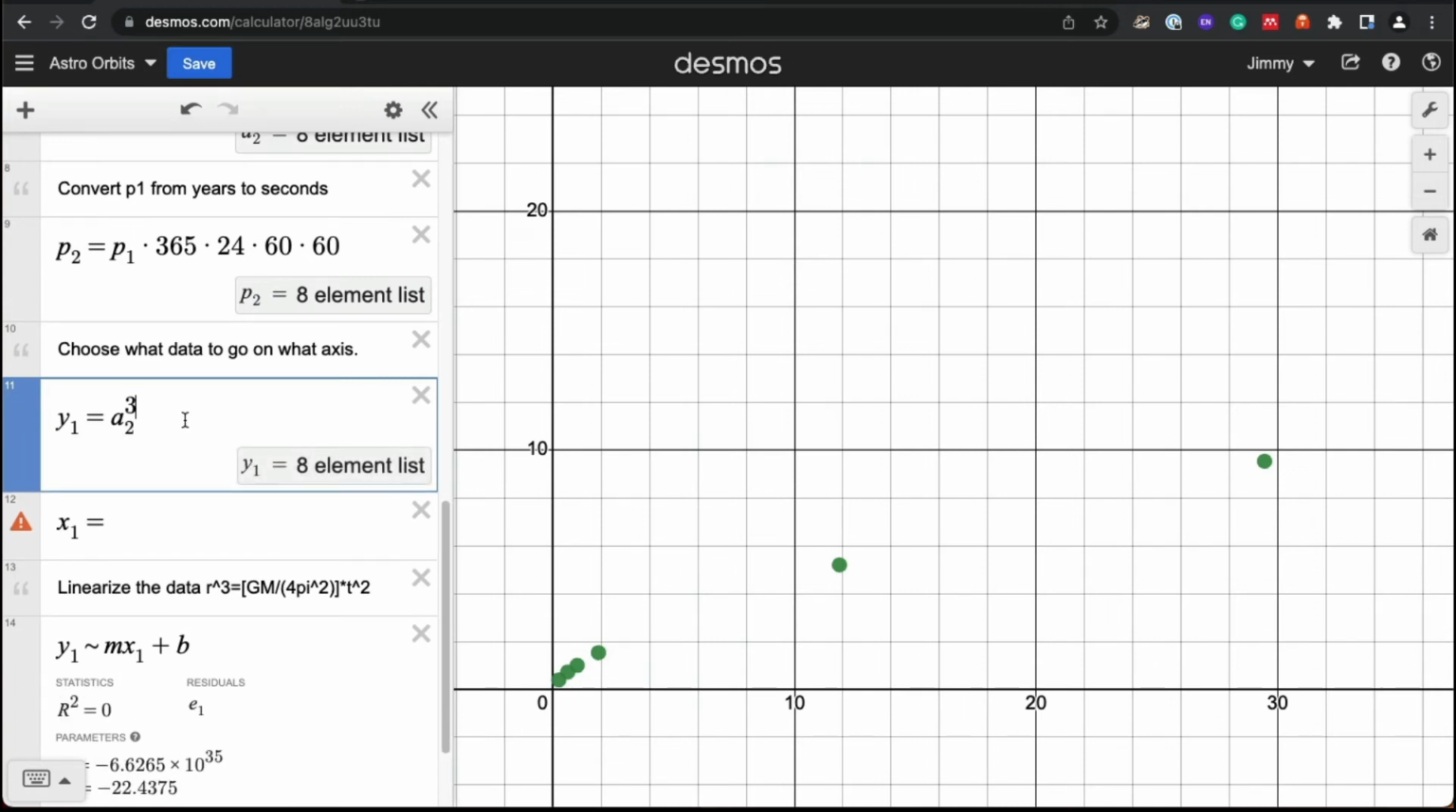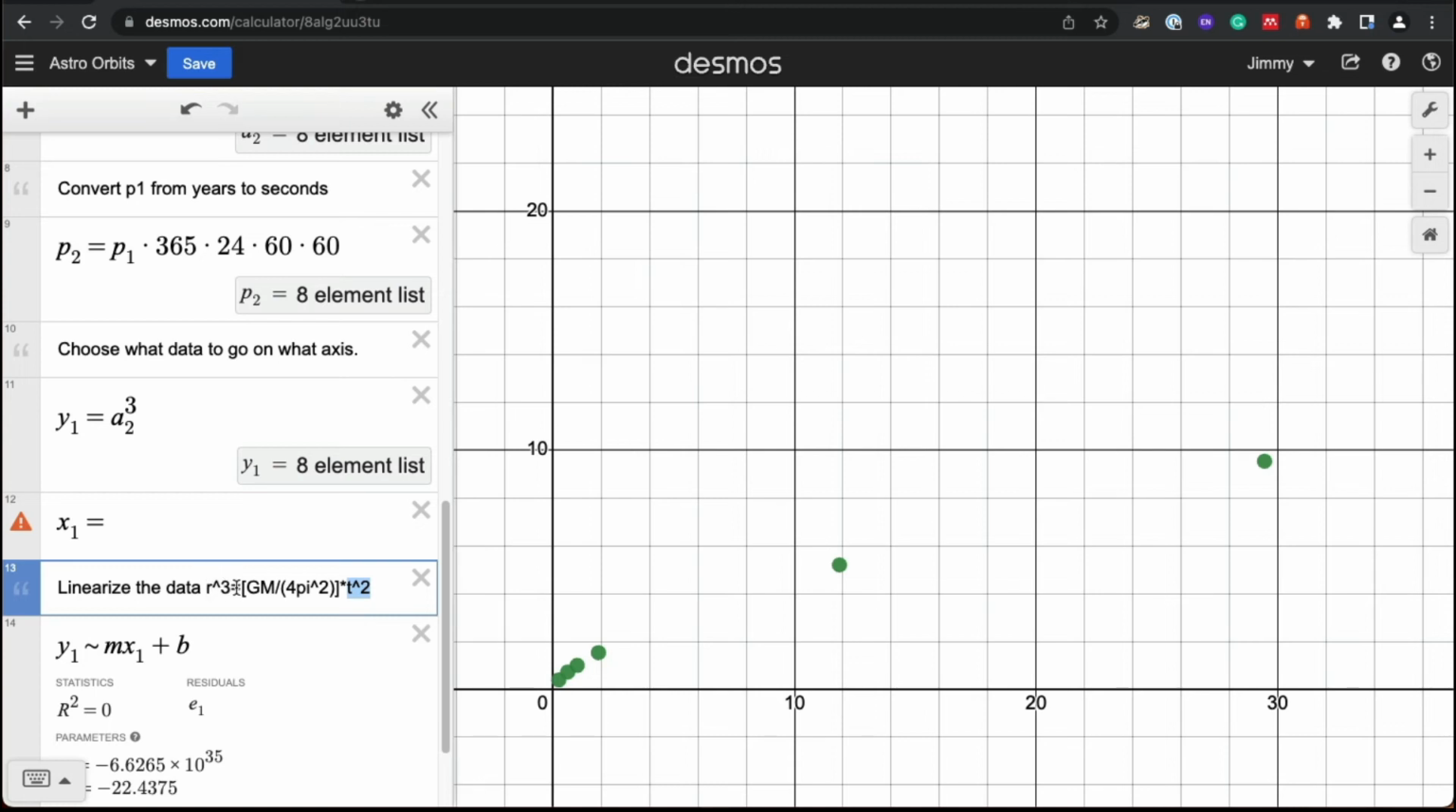What that does is it takes all 8 of the distances to the planets in meters and cubes them. And instead of thinking of that list as a cubed, it's now a new list of y values. So y1 is now 8 y values that we can plot. And we're going to do the same thing with x. On the x-axis, and we need to scroll, look at our comment here, the t squared is what we're thinking of as the x.